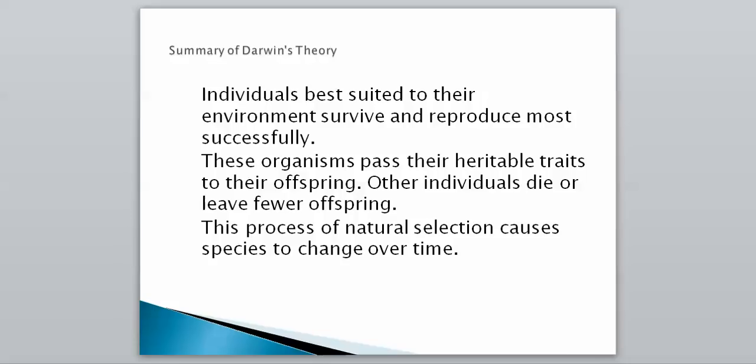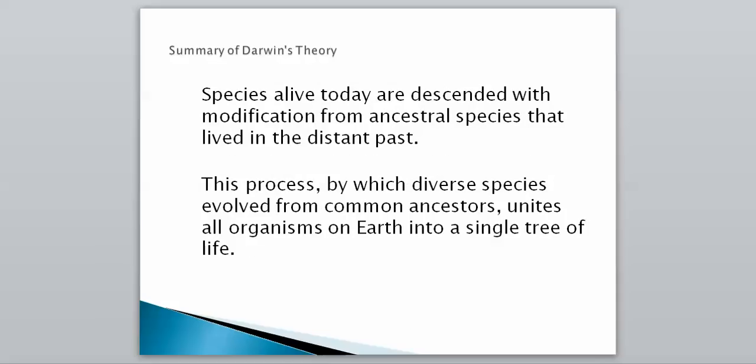So again, a white rabbit living in the snow is going to reproduce better than the brown rabbit. These organisms will pass their traits on to their offspring, and other individuals will die or leave fewer offspring. This process of natural selection will cause species to change over time. Species alive today are descended with modification from their ancestral species that lived in the distant past. And this process, by which diverse species evolve from common ancestors, unites all organisms on Earth into a single tree of life, meaning that all organisms on Earth are in fact related at some point.